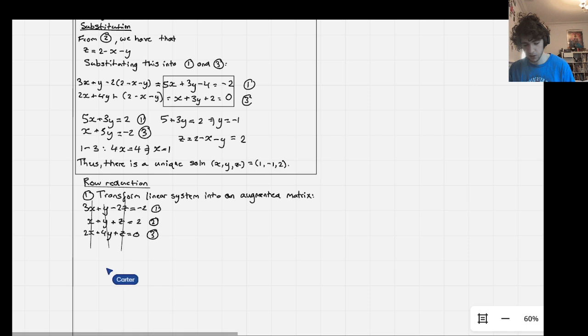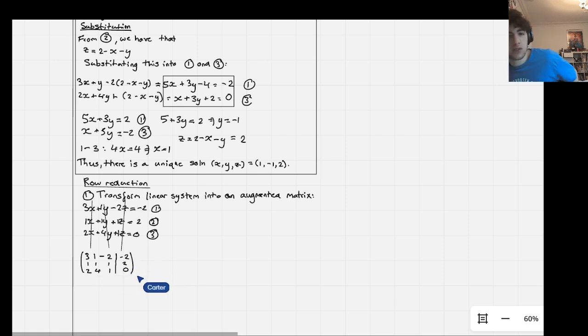And then we have some numbers, so I should probably write ones here: 1y, 1y, 1z, 1z. Then we can write those coefficients in a matrix: 3, 1, -2; 1, 1, 1; 2, 4, 1. But that's not it, because when we have an augmented matrix, we also have this line. We also want to write the numbers on the right-hand side: -2, 2, 0. You can think of that line as pretty much the same as the equal sign.